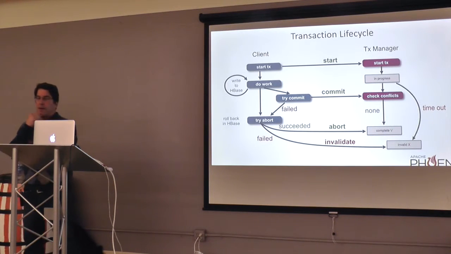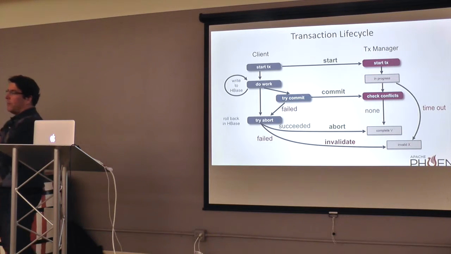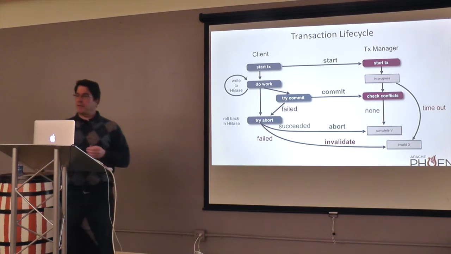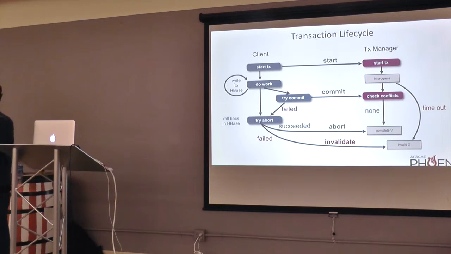The invalidate path means, here's the scenario: when you try to abort, you're still writing to HBase potentially to undo the writes that you've done. But if you can't reach that region server, then the data may have already been written. So the invalid path is basically the transaction manager deciding that this transaction ID is now on the invalid list.